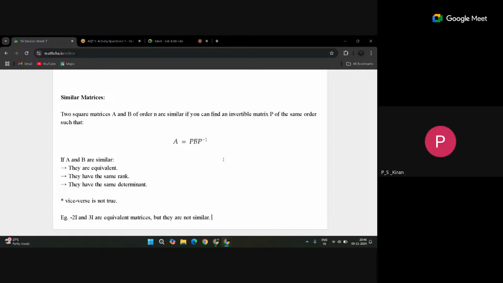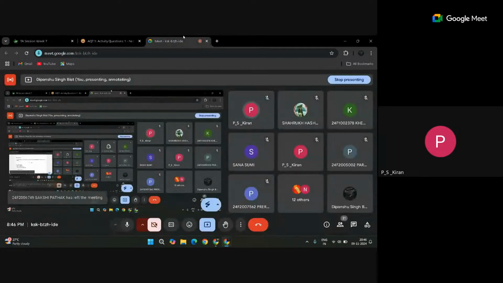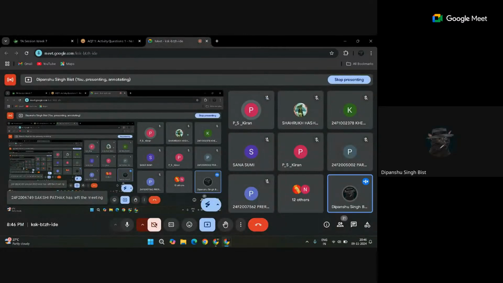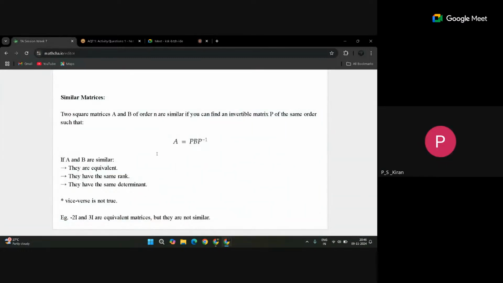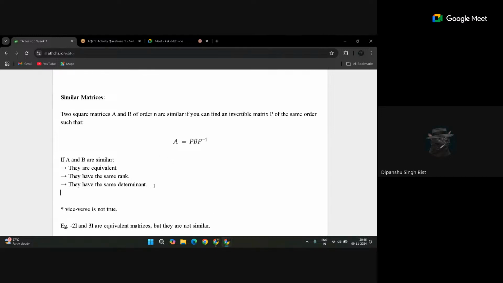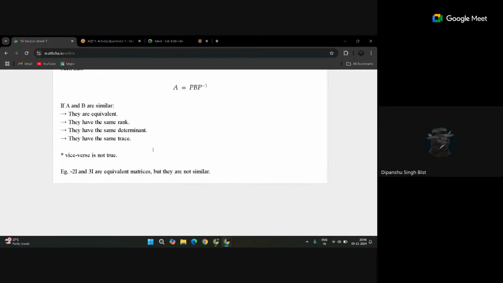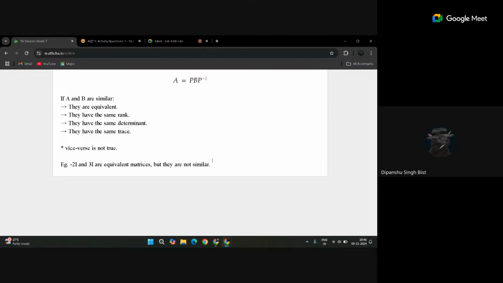Sir, I'm saying they have the same trace. Sorry, could you repeat again, please? Sir, I'm saying they have the same trace also. Yeah, they have the same trace as well. So this is one more condition: they have the same trace. And again, the same condition is not vice versa.